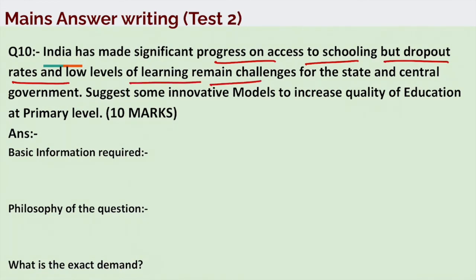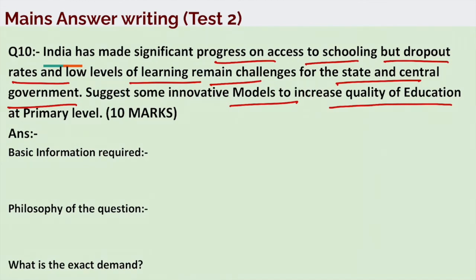Now the last question is: India has made significant progress on access to schooling, but dropout rates and low levels of learning remain challenges for the state and the central government. Suggest some innovative models to increase the quality of education. Now this question looks very difficult. For example, it is asking you to mention some innovative models, which you will have to insert here.